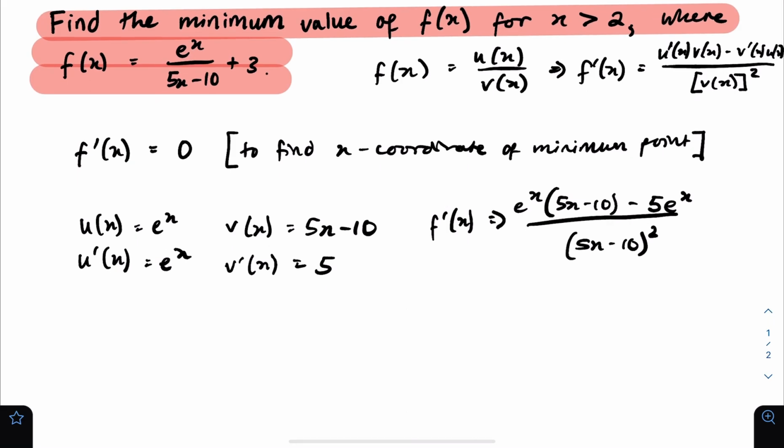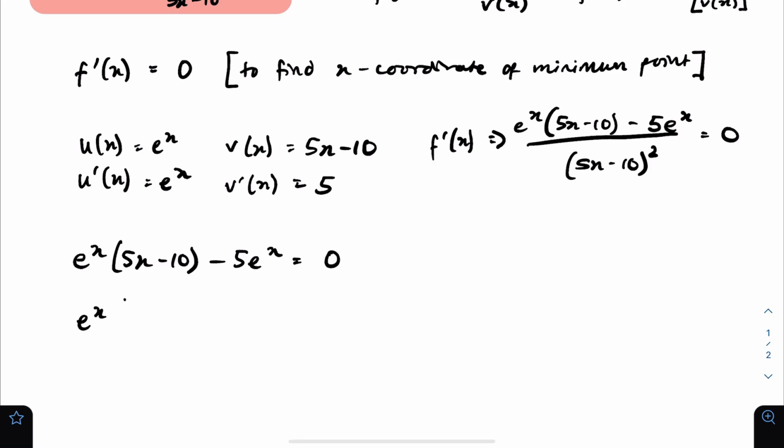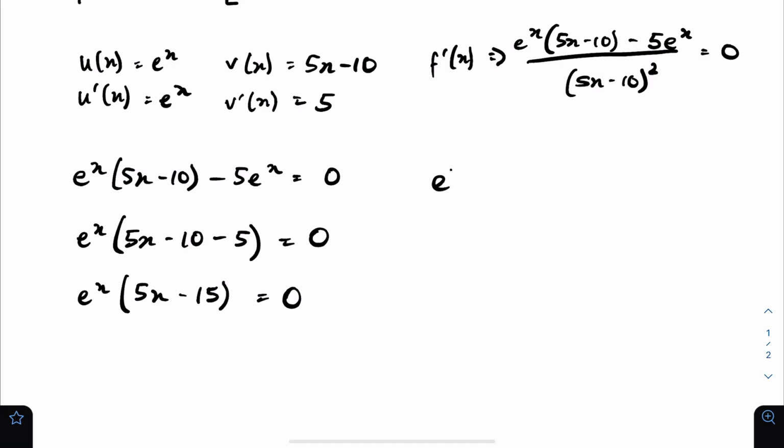And we're going to set this to 0. In doing so, we can multiply both sides by 5x minus 10 squared, and it will still be 0. So we have e to the power of x times 5x minus 10, plus minus 5e to the power of x, is equal to 0. Now we can factor out the e to the power of x, and we get e to the power of x times 5x minus 10 minus 5 is equal to 0. So we get e to the power of x times 5x minus 15 is equal to 0. We can actually split this into two equations: e to the power of x can be 0, or 5x minus 15 can be 0.